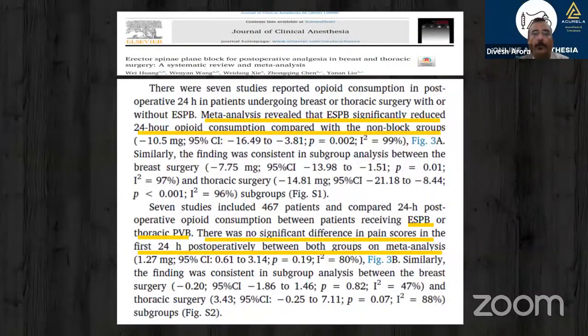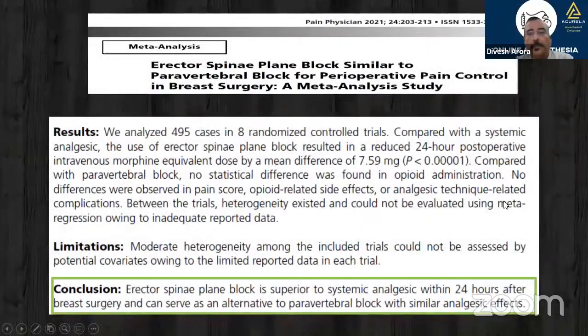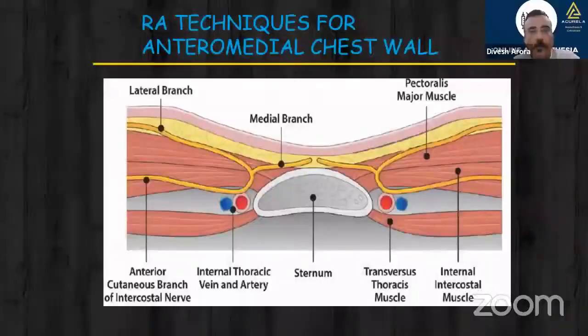My friends, the next question that comes to mind: is it effective clinically? It is effective. There have been so many RCTs. I'm quoting one of the meta-analyses where it was effective and almost comparable to the thoracic paravertebral block. This is another one, published very recently in Pain Physician 2021, and they concluded that erector spinae plane block is superior to systemic analgesics as well as an alternative to paravertebral block.